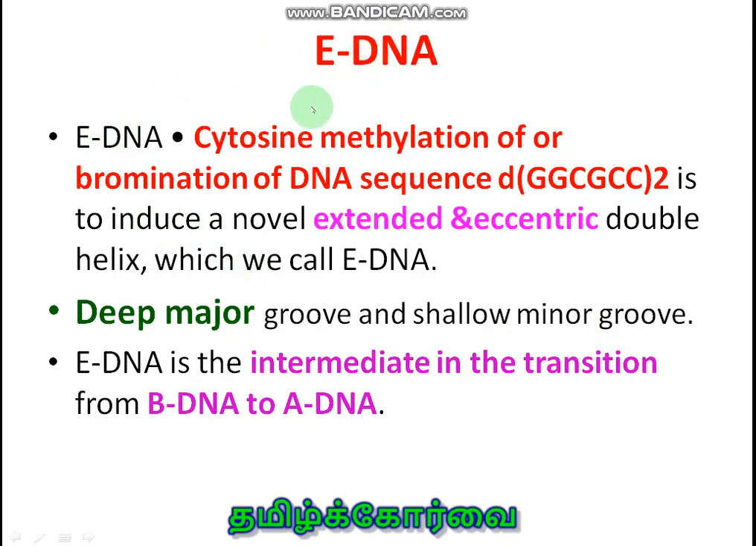Then in addition to that, E-DNA. E is because of cytosine methylation or bromination of DNA sequences GG, CG, CC. So extended DNA is obtained. That's the reason why it is called E-DNA, with a deep major groove and shallow minor groove. It is formed as an intermediate between B-DNA and A-DNA.